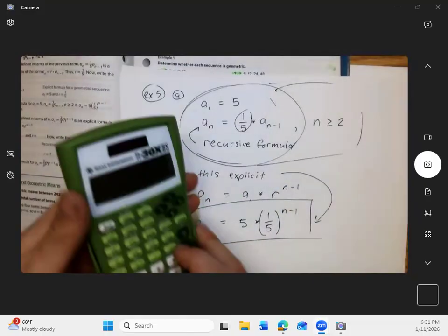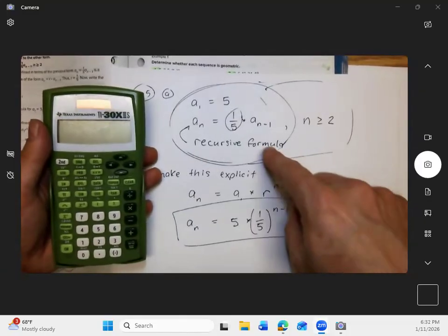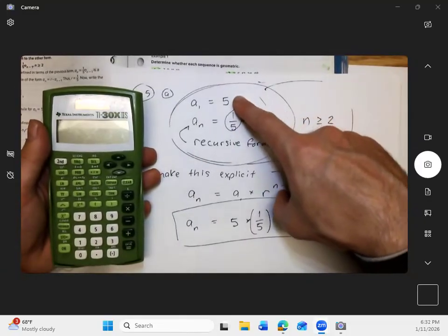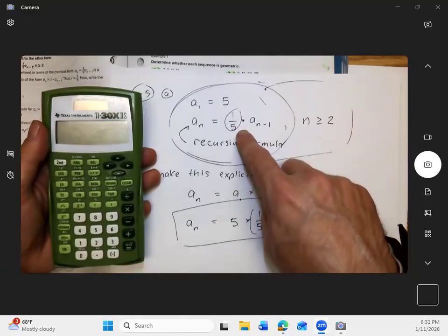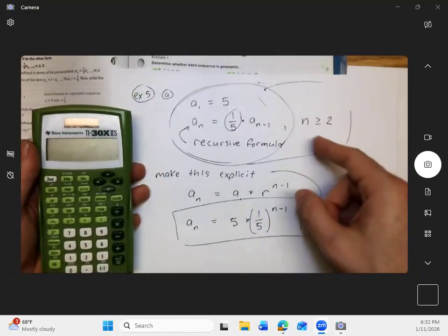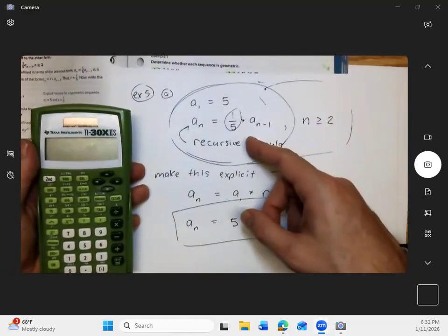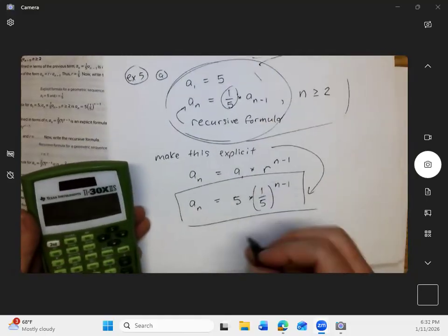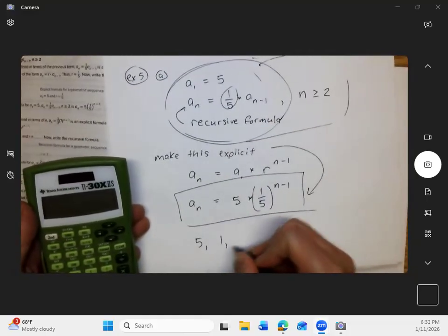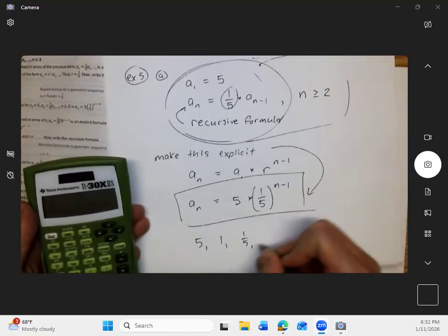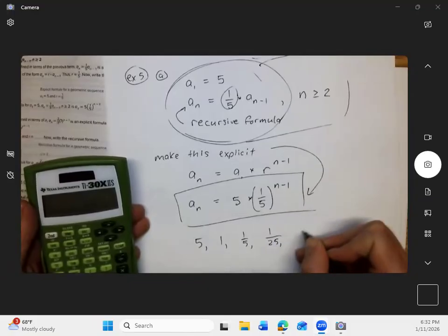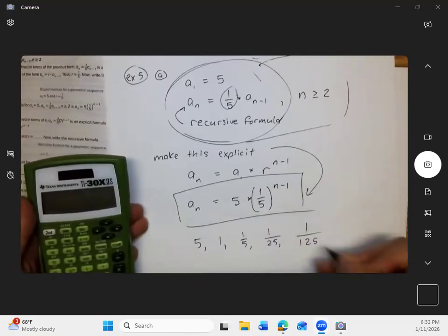So for example, if the first term is 5, then every term after that you're just dividing by 5. I think the second term would be 1. The third term would be 1/5. The fourth term would be 1/25. Here, let me write this up. So let's go 5, 1, 1/5, 1/25. The next one is 1/125. We just keep dividing by 5.